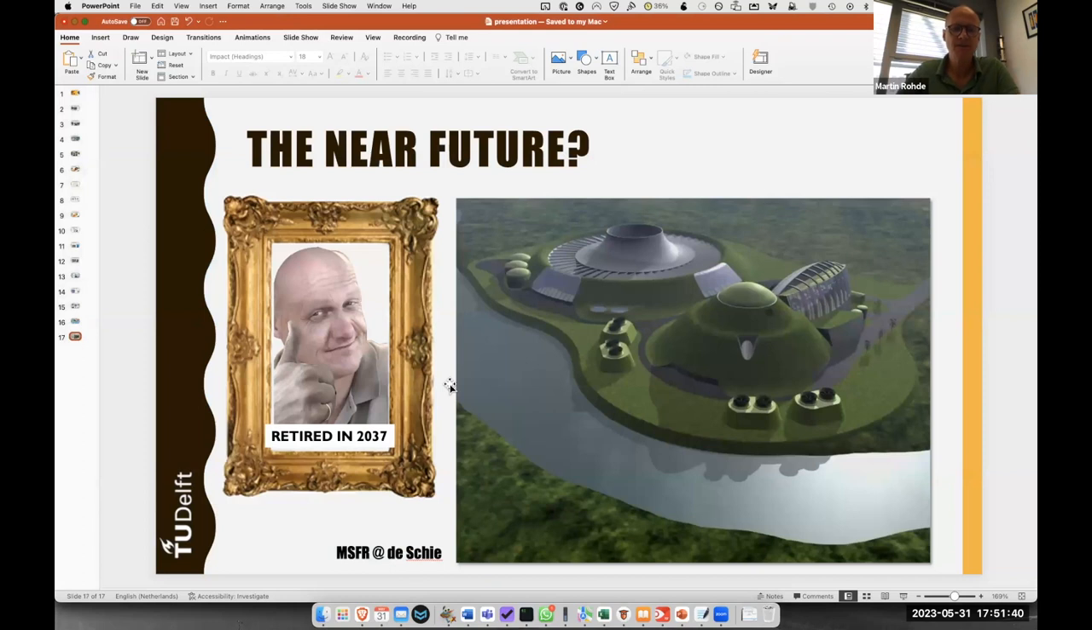So to finish my talk, this is me in 2037 when I'm retired, and this is my dream. I really hope that I will see such a reactor become true. It is possible. And I think it just depends on how much funding will be released for this design. Okay, thank you very much.